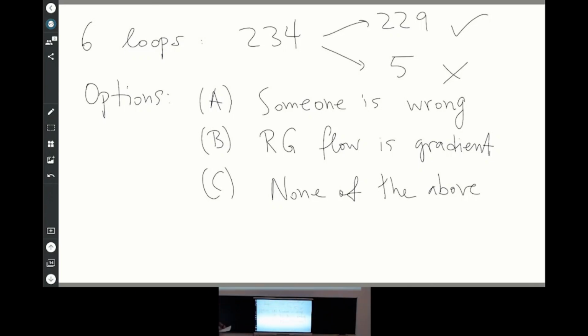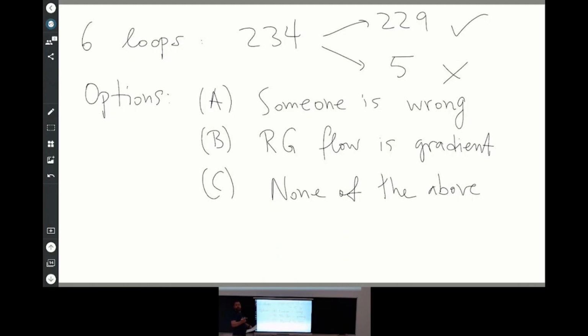Now, if you took statistics, you know that you should go with option C because that's the most possibilities. But some of you like people to be wrong, and that would be option A. And B is a subtle phrasing of the question, because I didn't say that the beta function is gradient. I said that the RG flow is gradient. And if you believe that no one is wrong, then it cannot be that the beta function is gradient, because if no one is wrong, 5 equations are not satisfied, and the beta function is indeed not gradient.